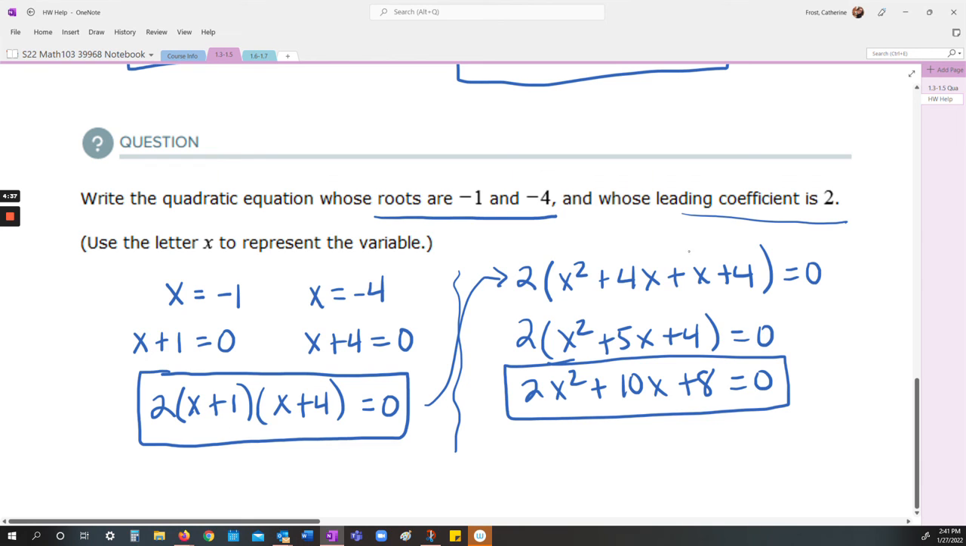By the way, they might give you one that says the leading coefficient is 1. So then you can just basically leave it off, right? Because multiplying by 1 is the same as not multiplying by anything.